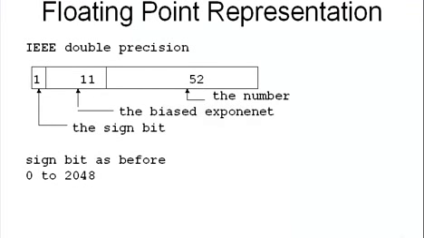The stored value is biased. To find out what the actual exponent value is, subtract 1023. That way, the value of the exponent is in the range minus 1023 to plus 1024. The 52 bits on the right are the number itself. It's also shifted to the left to a normalized position, which gives the number 15 digits of accuracy.